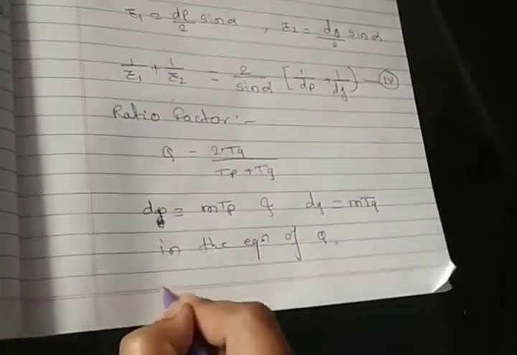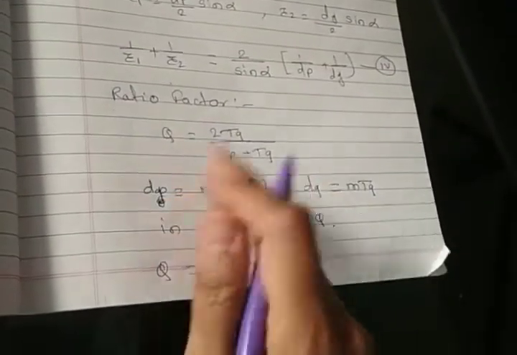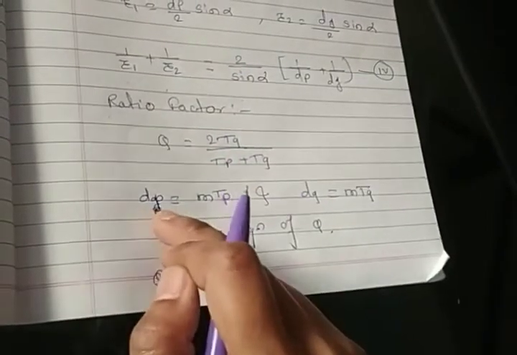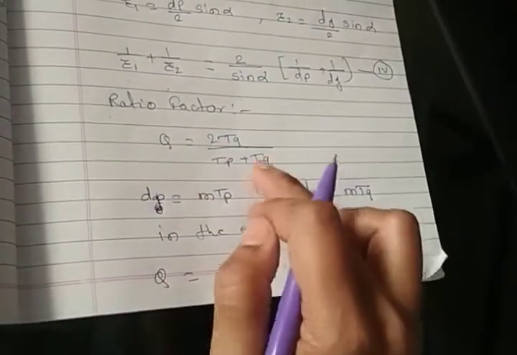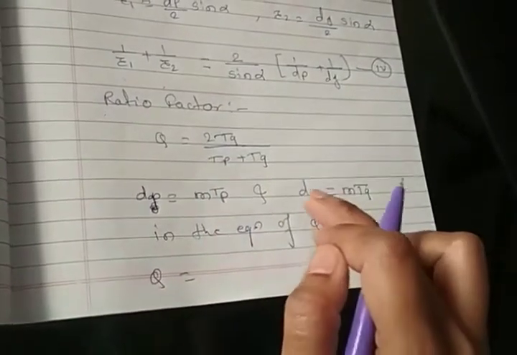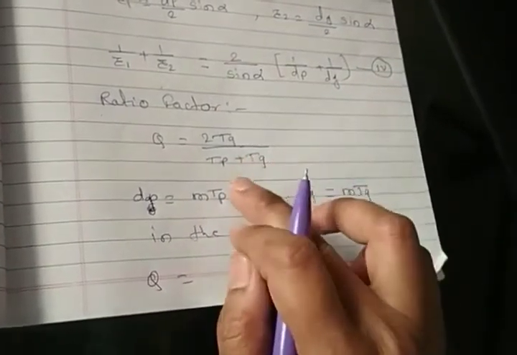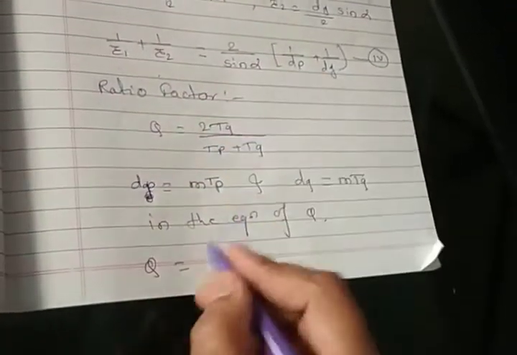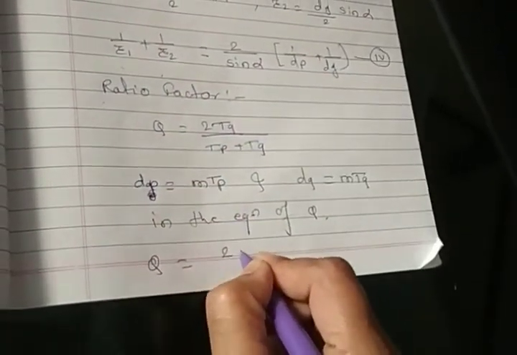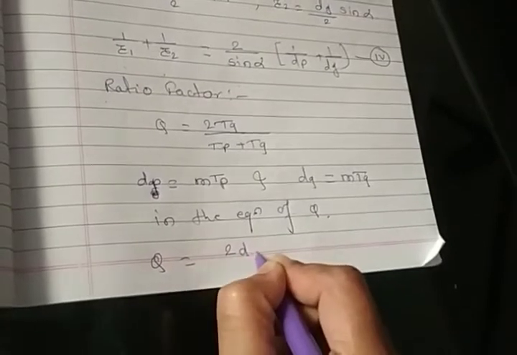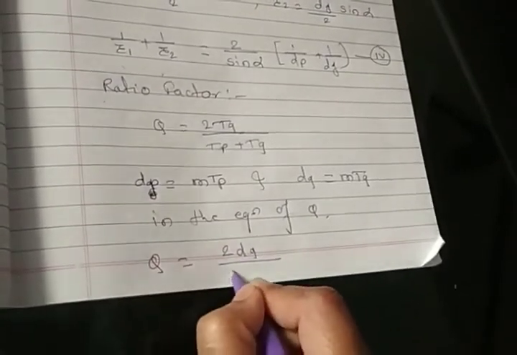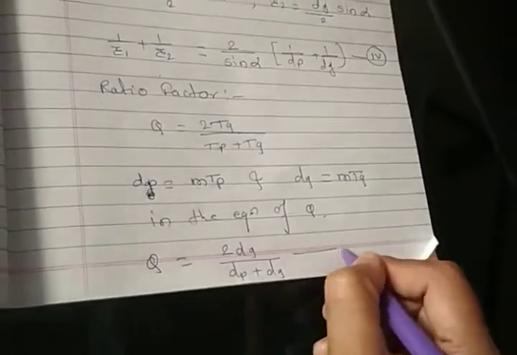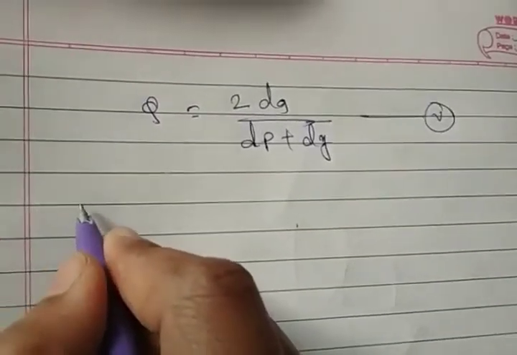So we get Q is equal to, now instead of this dg we are going to put dp by m. Similarly, in this dg we will put dg by m. So m gets cancelled, and what remains is 2 dg divided by dp plus dg. Let us say this is equation number 5.